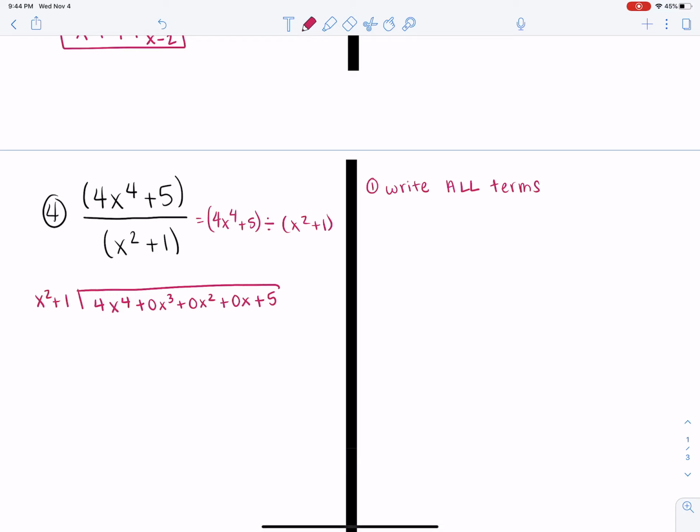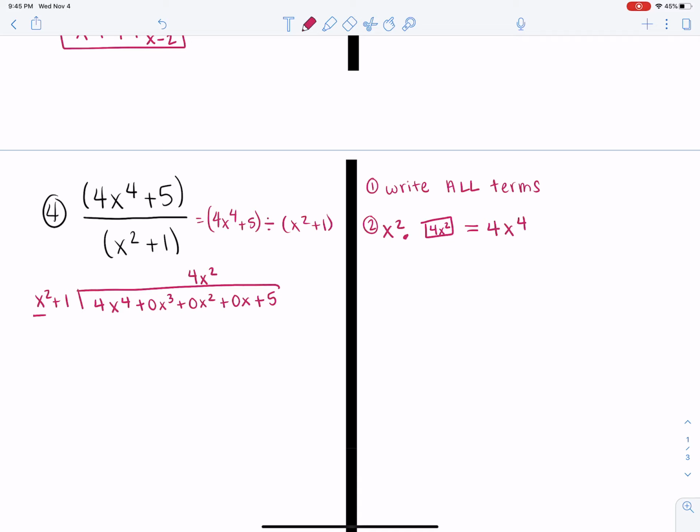So again, we're going to look at the first terms. So step 2, you need to ask yourself the question, x squared is the first term on the outside, times what will give us the first term on the inside, 4x to the 4th. So x squared times 4x squared would give us that answer. So my first number on the top is going to be 4x squared, so I'm going to put it on top of the x squared.